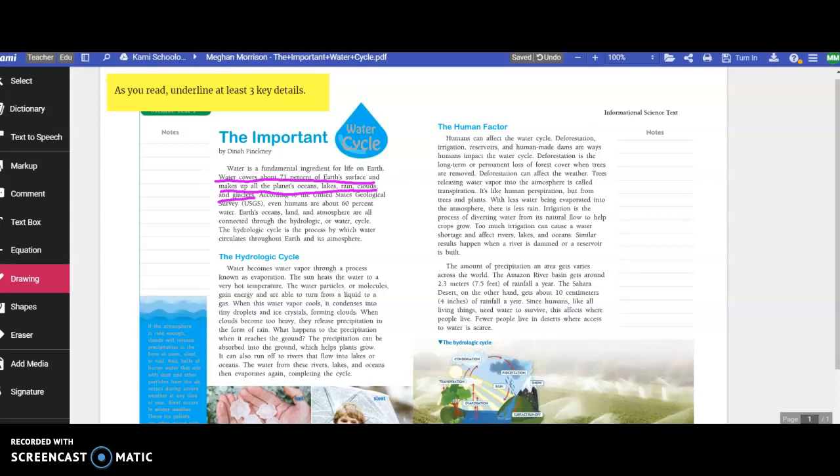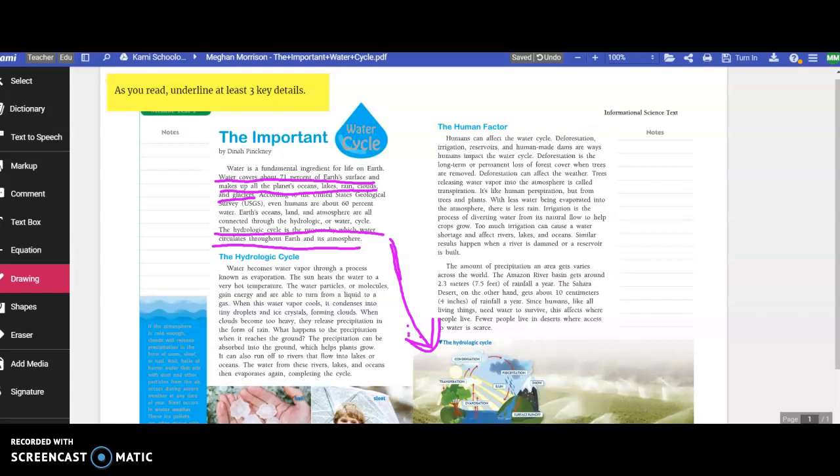However, it talks about the hydrologic cycle, the process by which water circulates throughout Earth and its atmosphere. So I picture water moving in a circle, evaporating, condensing in the clouds, precipitating. It even has a picture down here to help us picture it. You have seen other pictures of the water cycle. The hydrologic cycle is just another word for the water cycle. Okay.